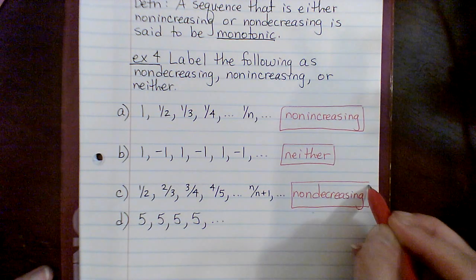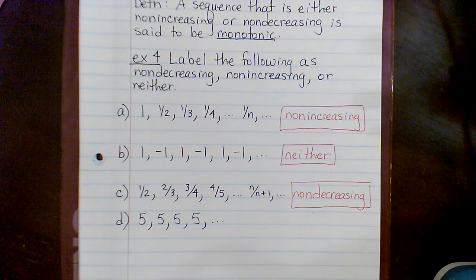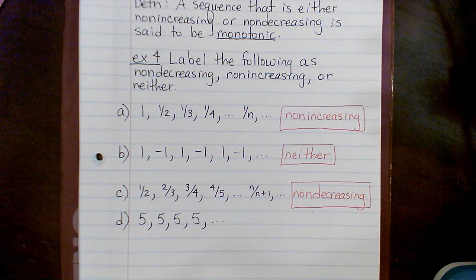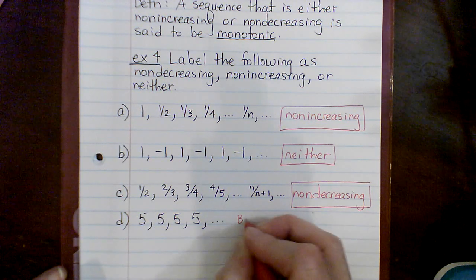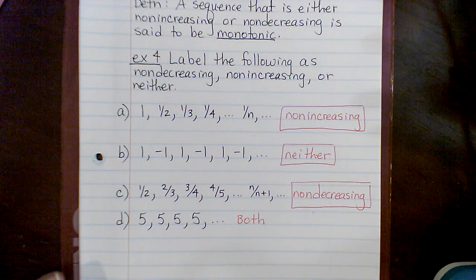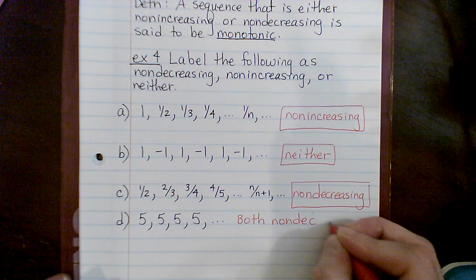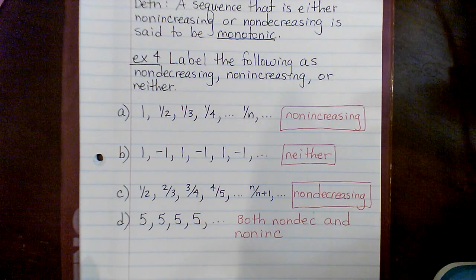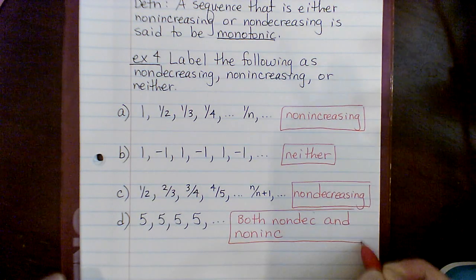What about a constant sequence, like just 5 over and over and over again? This one's kind of tricky because it does fit both definitions. It is non-increasing and non-decreasing. This one's actually both. So constant sequences are the only ones that have this luxury. So it's both non-decreasing and non-increasing. Constant sequences are the only ones that are both.